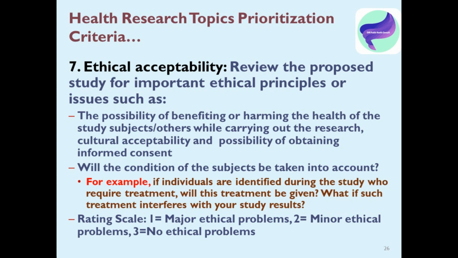Will the condition of the subjects be taken into account? For example, if individuals are identified during the study as a result of or in the process of doing the study who require treatment, will this treatment be given? What if such treatment interferes with your study research? So by taking into account ethical acceptability of the topic, a score of 1 can be given if major ethical problems, 2 if minor ethical problems, and 3 if no ethical problems related to the topic.